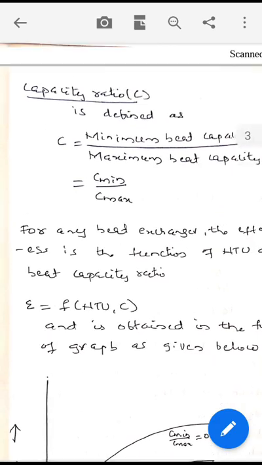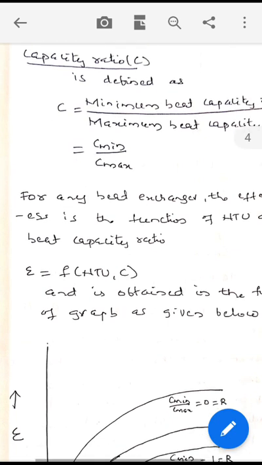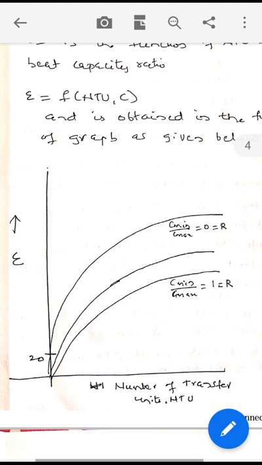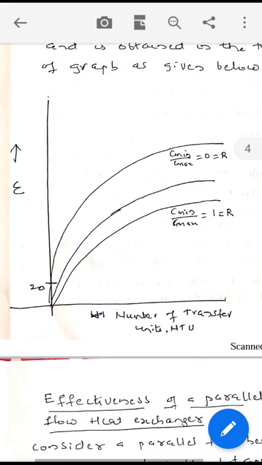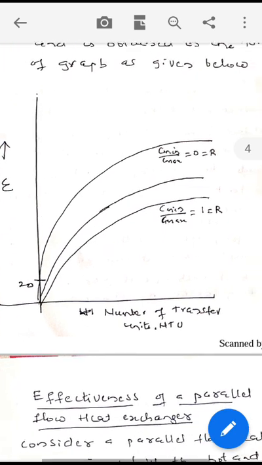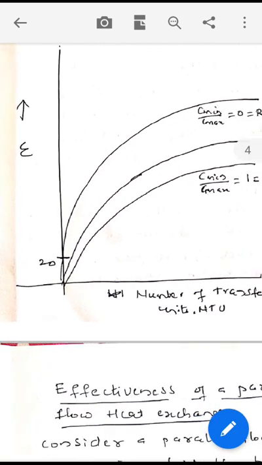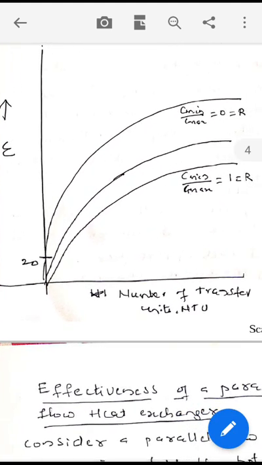So we have defined three terms: effectiveness, NTU and heat capacity ratio C. For any heat exchanger, effectiveness is a function of NTU and heat capacity ratio, and is obtained in the form of graphs shown below. Here you can see effectiveness varies with respect to NTU for different values of R. R is varying from 0 to 1.